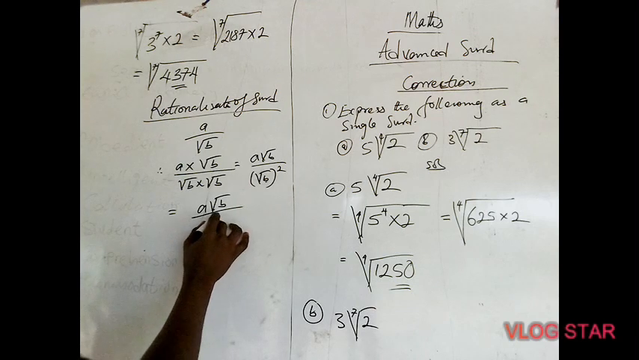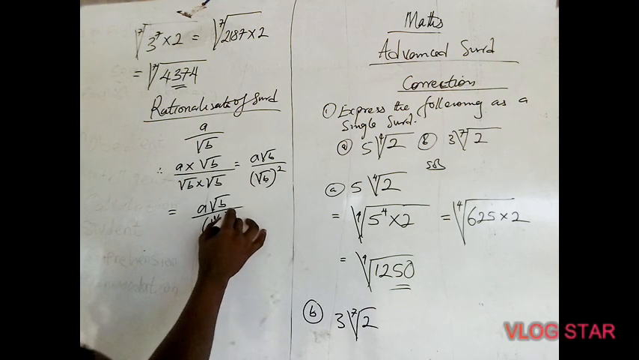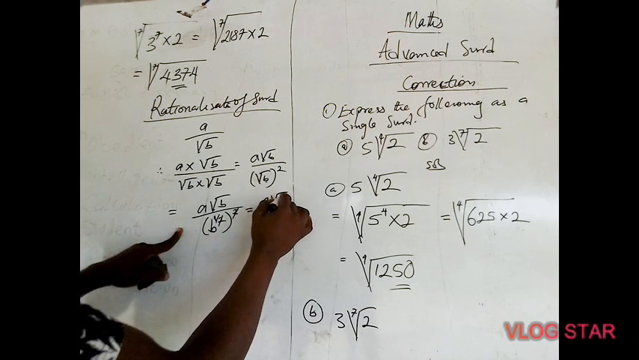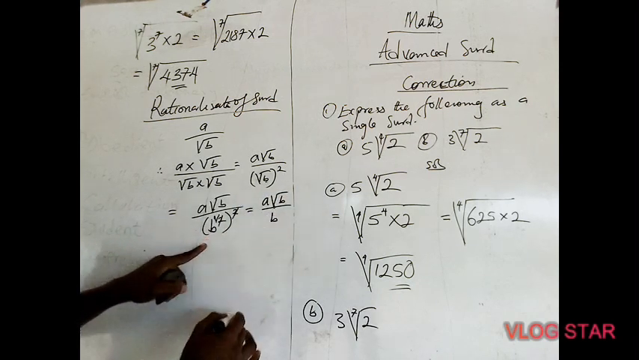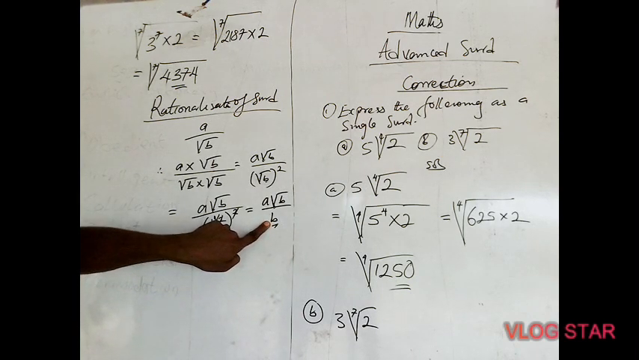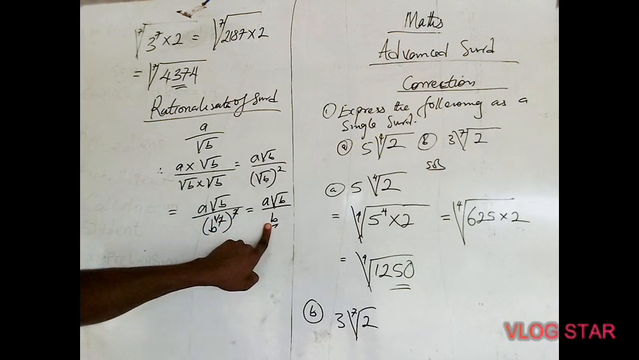Root b, the root is half, then raised to power 2. The 2s cancel, so that is gone. What do we have here? We have root b all over, what do we have remaining? b. So we have rationalized the surd. If you can see from the final result here, we have b, which is the rational part. The irrational part is no longer found in the denominator.